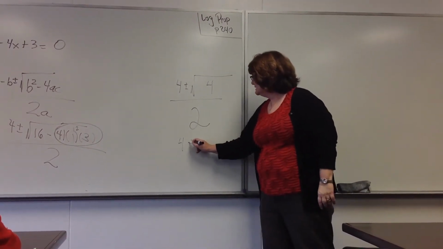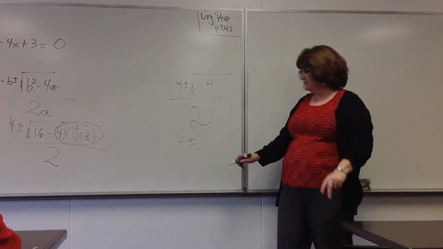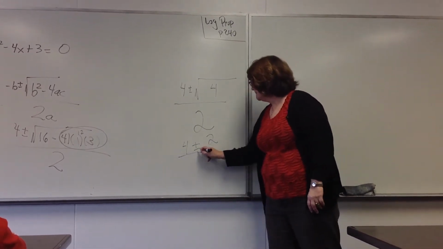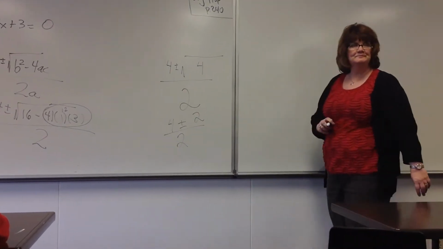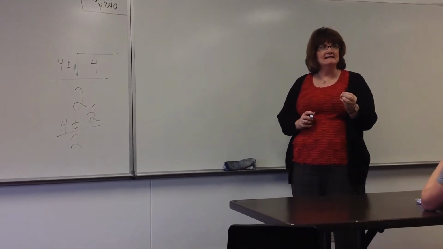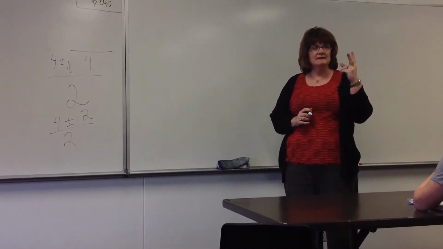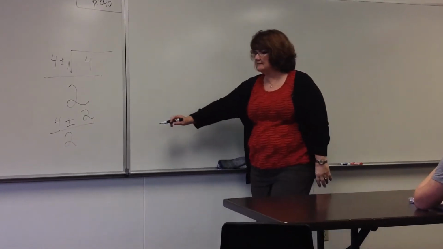4 plus or minus square root of 4, which is 2. You all know that. Over 2. This is the kind that comes out nice and even. It doesn't have the funny radical in the answer. So you have to give me 2 answers. You can't leave it like this.